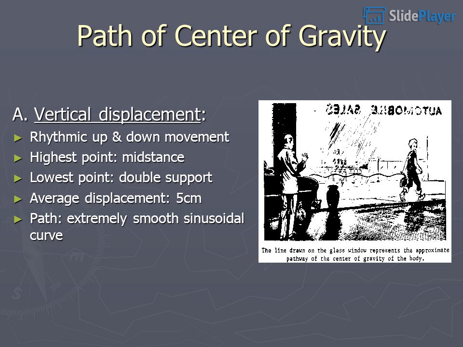Path of center of gravity. A, vertical displacement: a rhythmic up and down movement. Highest point is midstance; lowest point is double support. Average displacement is 5 centimeters. The path is an extremely smooth sinusoidal curve.